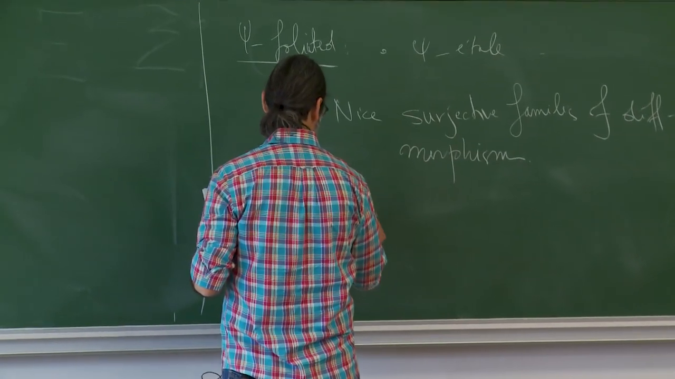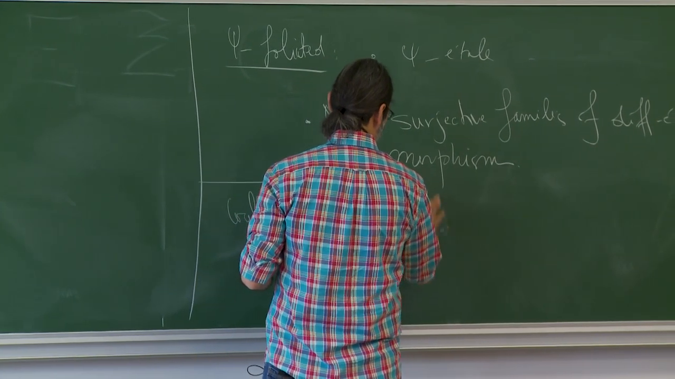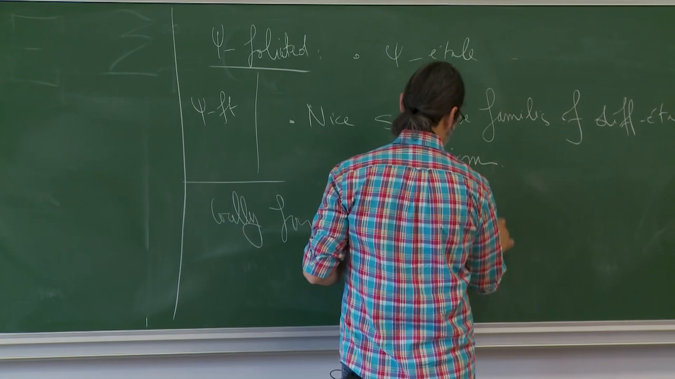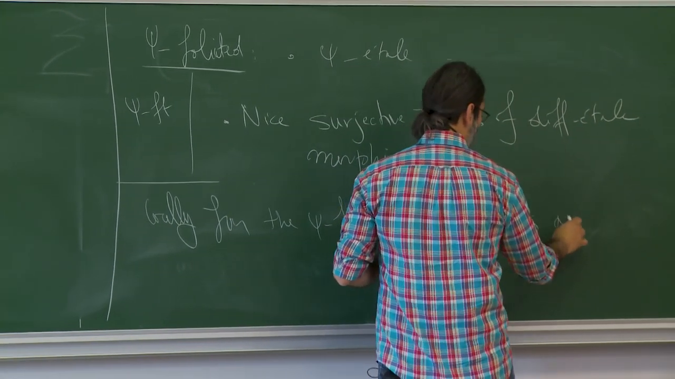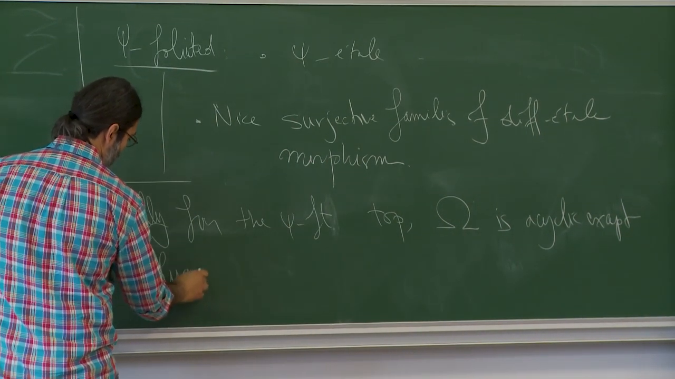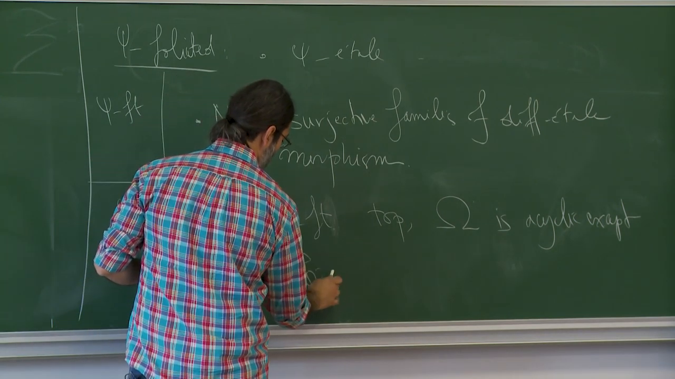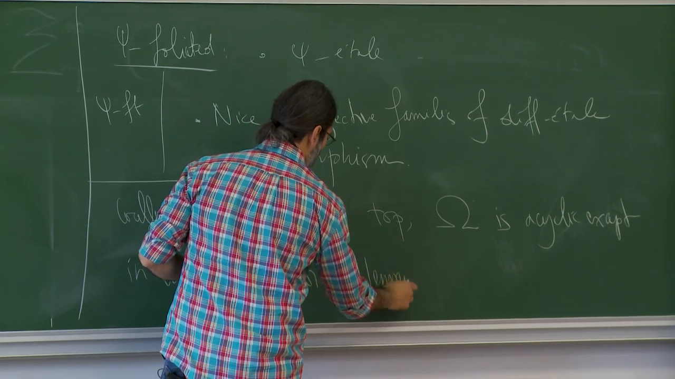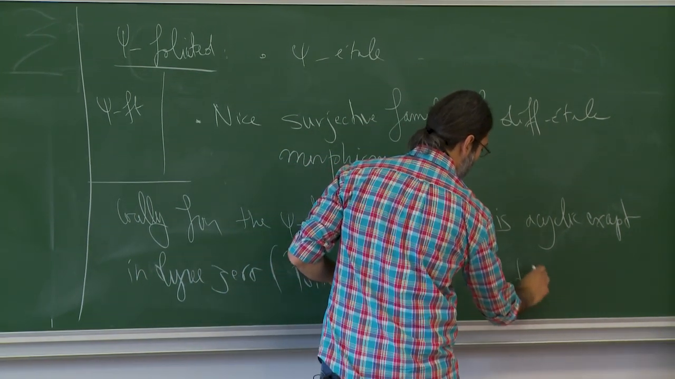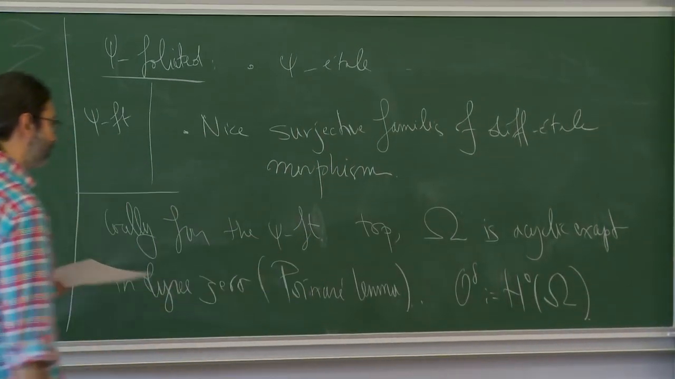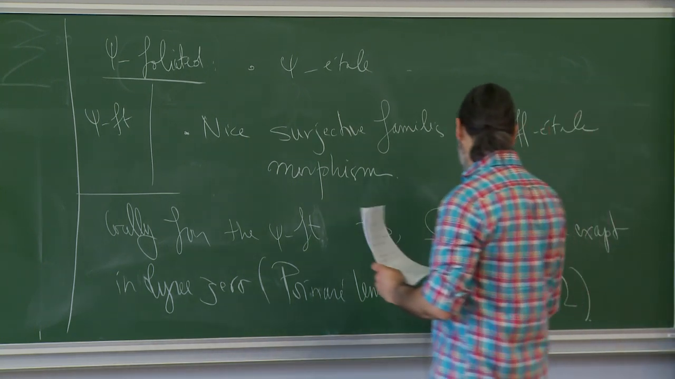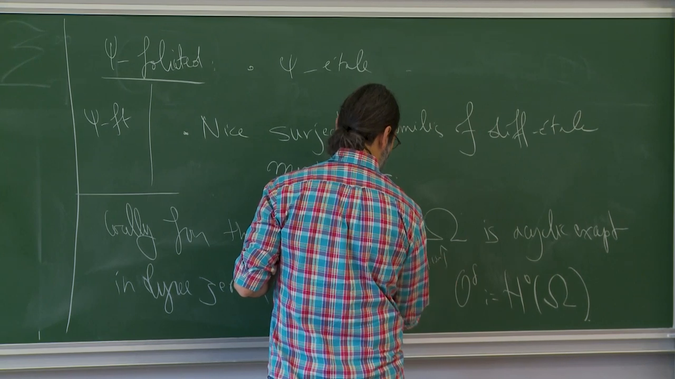So locally for the Psi foliated topology, which I denote by PsiFT, the de Rham complex is acyclic except in degree zero. So this is a Poincaré lemma. And so it's natural to denote by O delta the H0 of this de Rham complex. This is the kernel of the first derivation in the de Rham complex. So this means that the inclusion is a local quasi-isomorphism.